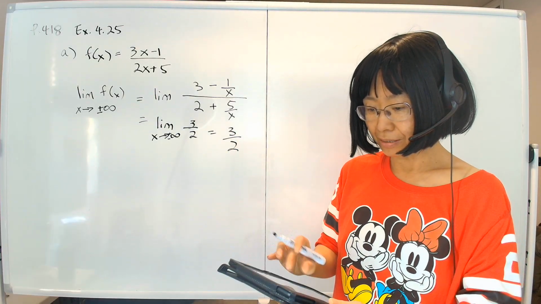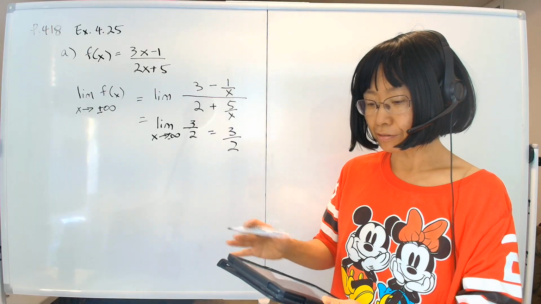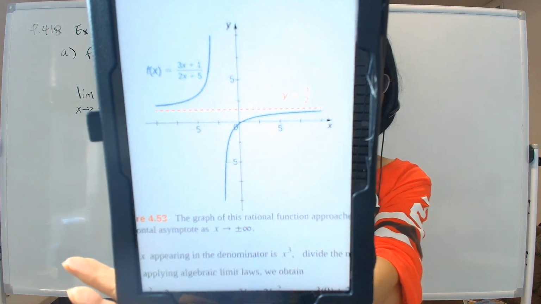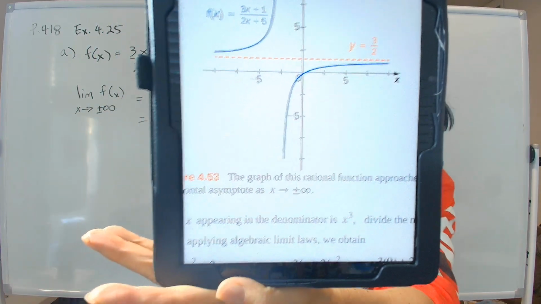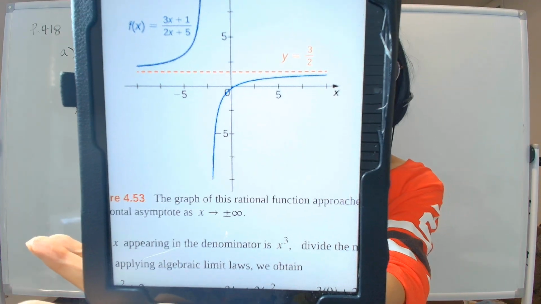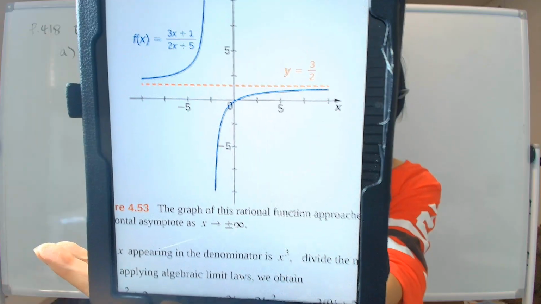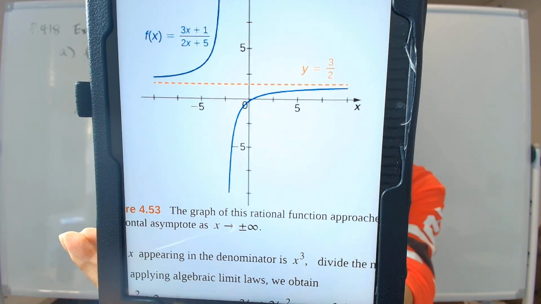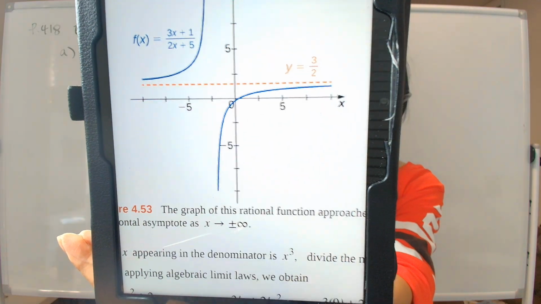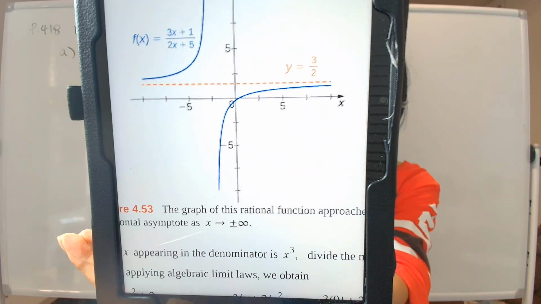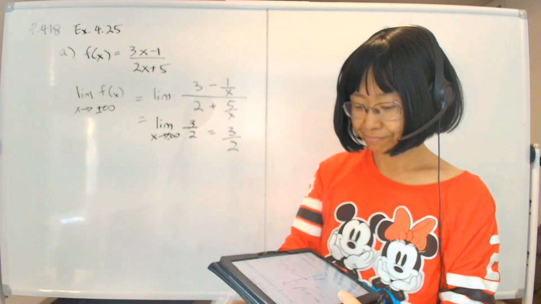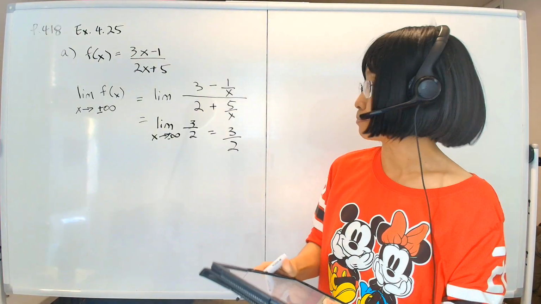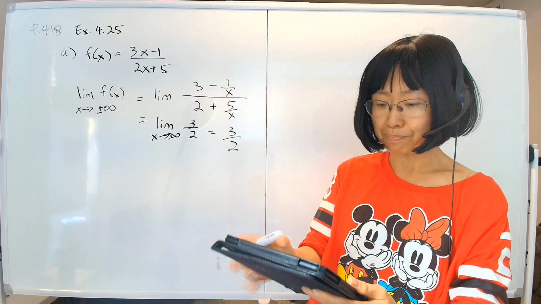And if you were to graph this, you'd see something like this. You see the horizontal asymptote, which is 3/2. On the right side, the function approaches 3/2 from the bottom, and on the left side it falls down from the top. Either way, it's approaching it. So that's our first example. Let's look at the next example, part B.